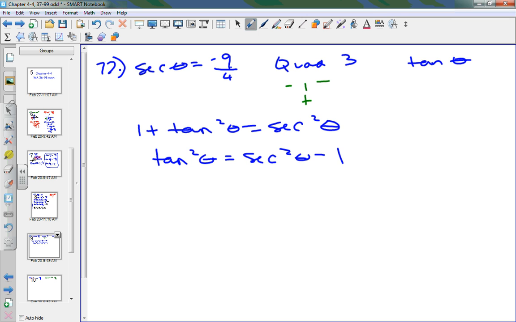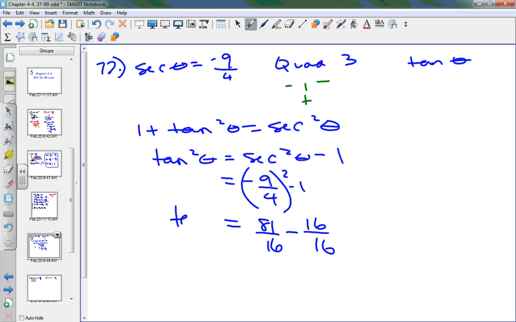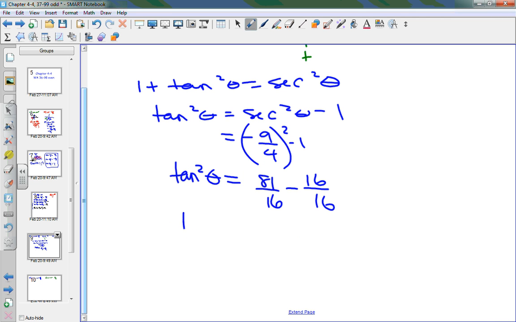Okay, what do I know secant to be? What's secant? Plug it in. What's -9/4 times -9/4? 81/16 minus, what does that 1 have to turn into? 16/16. And what is 81 minus 16? 65/16. Now I need to find tangent. So what do? Take the square root of it.